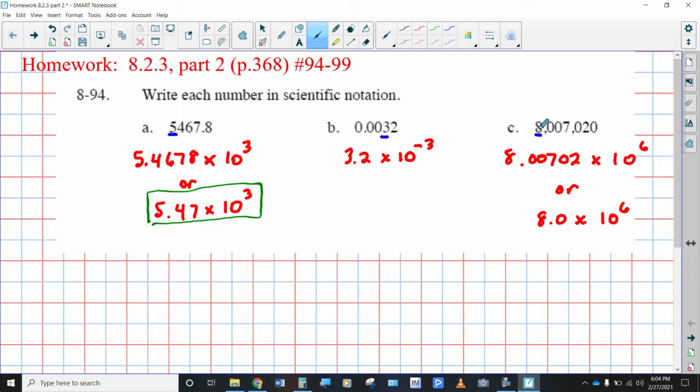And then the 8 here is in the millions place, and a million is 10 to the 6th because it has 6 zeros. So it becomes 8.00702 times 10 to the 6th, but I would probably just write that as 8 times 10 to the 6th, rounding this off.